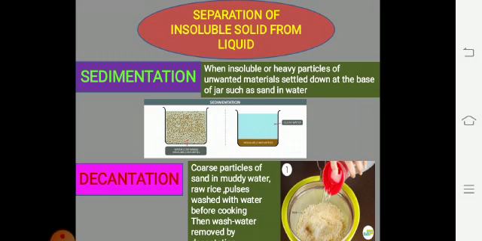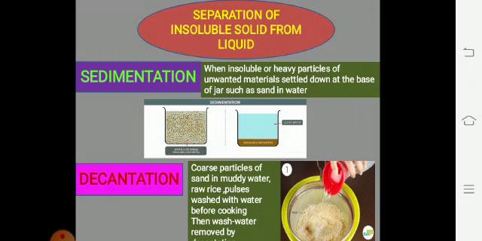As you can see in the given picture, when we add chalk powder or soil and sand to water, some heavy particles settle down at the bottom very quickly. After that the clear water rises. Now we can separate our clear water into a different container. Next one is decantation.